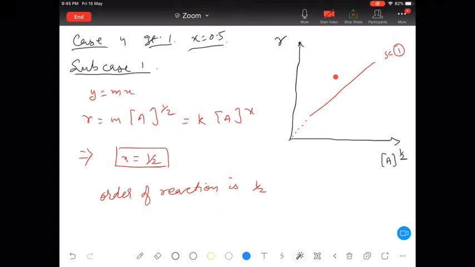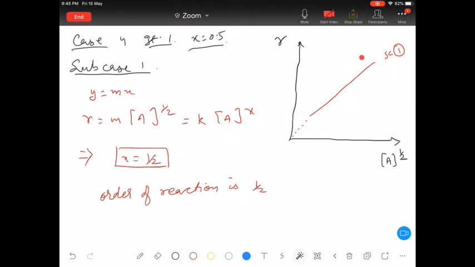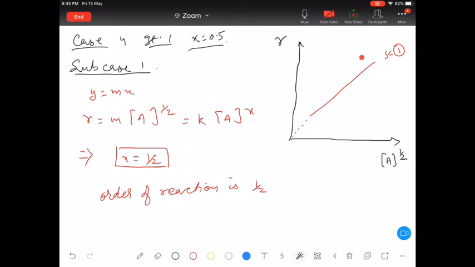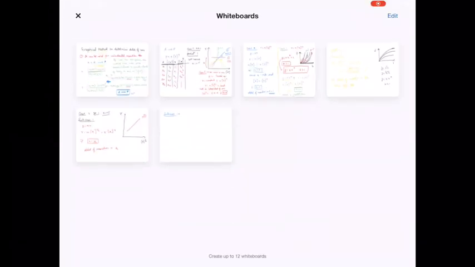Then how did you get the straight line, sir? We are going to obtain this straight line if we obtain it. That's why I am writing subcase 1 only. I am not saying that we are going to obtain only a straight line. There will be another case: if we don't get this straight line, then what happens? That I am trying to discuss here.